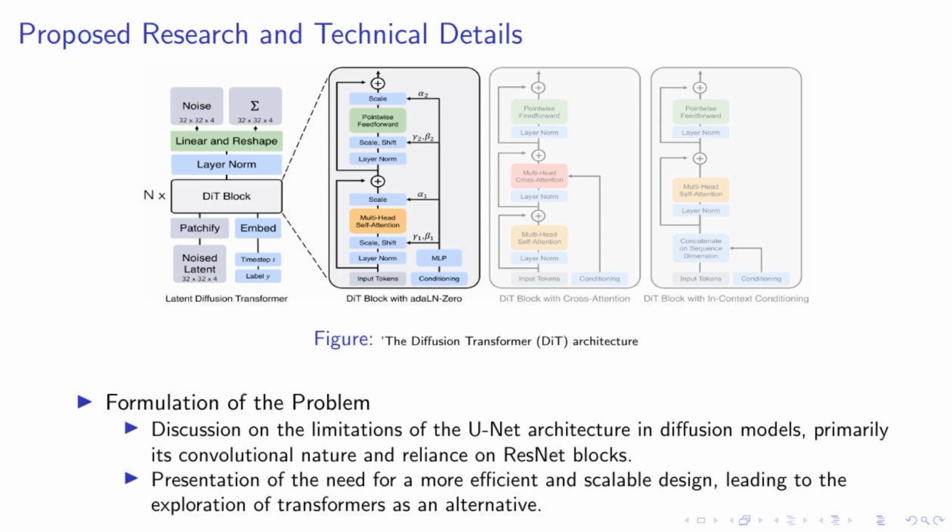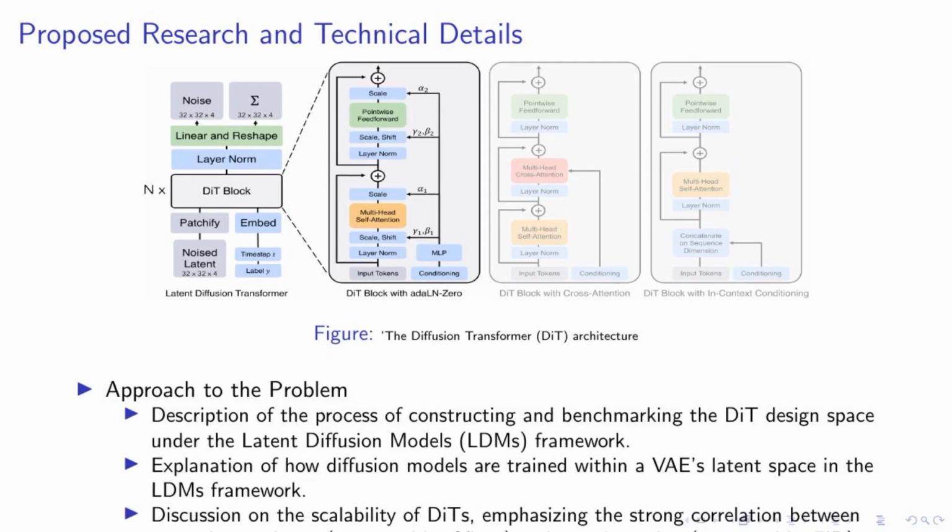On this slide, we delve into the technical details of our proposed research. As you can see in the figure, we present the architecture of the diffusion transformer, or DiT. We've identified some limitations with the current UNet architecture used in diffusion models. Its convolutional nature and reliance on ResNet blocks have posed some challenges. This led us to explore alternatives, and we found that transformers could potentially offer a more efficient and scalable design. This is the problem we're addressing with our research. We believe that by replacing the UNet backbone with a transformer, we can improve the performance and scalability of diffusion models.